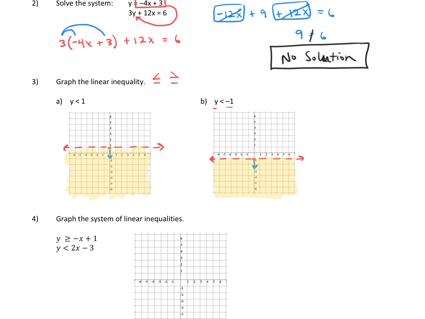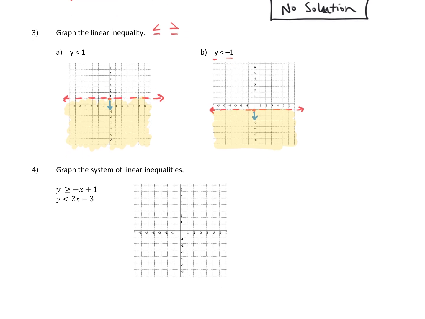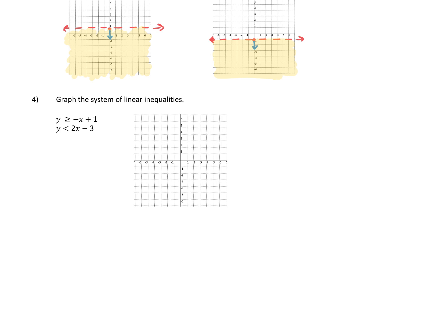All right, so last problem on this page, number 4, says graph the system of linear inequalities. So we're going to have two lines on our graph, and we're going to have just one shaded region, and we'll be shading ordered pairs that are solutions to both of these inequalities. So our first one, y is greater than or equal to negative x plus 1. So I'm just going to think about this line over here.